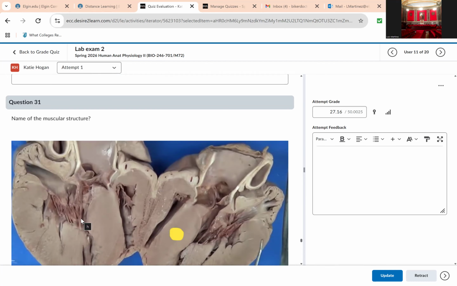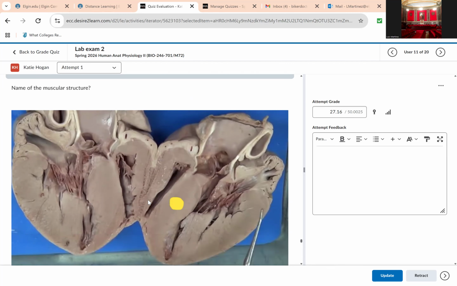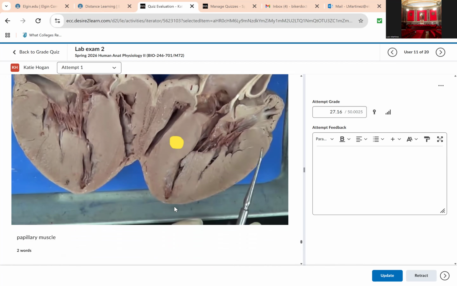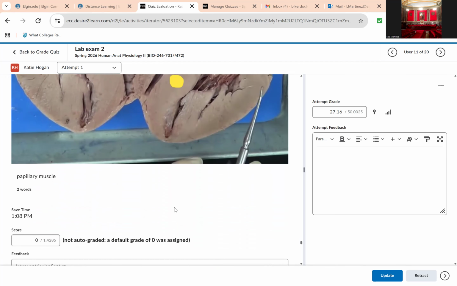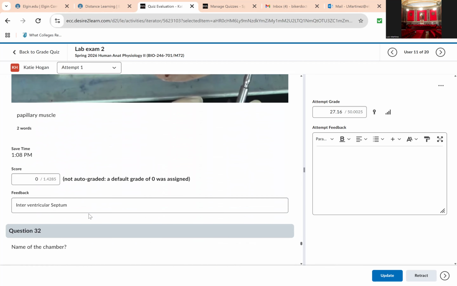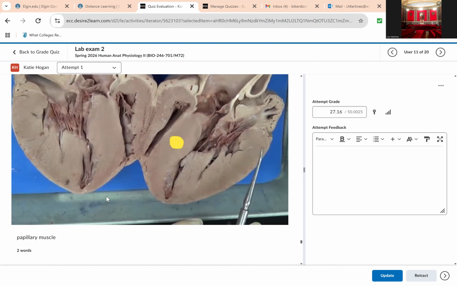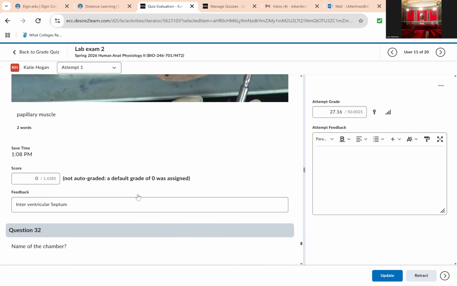And then the questions from the dissected heart. This muscular structure here in the middle, that is the interventricular septum. And you can see here the feedback says interventricular septum. Your answer was papillary muscle. This is the interventricular septum. It's in between the ventricles. This is the right ventricle here, and this is the left ventricle. A papillary muscle will be this one with the strings from the valve, the chordae tendineae, attached to it. So that's an incorrect answer.